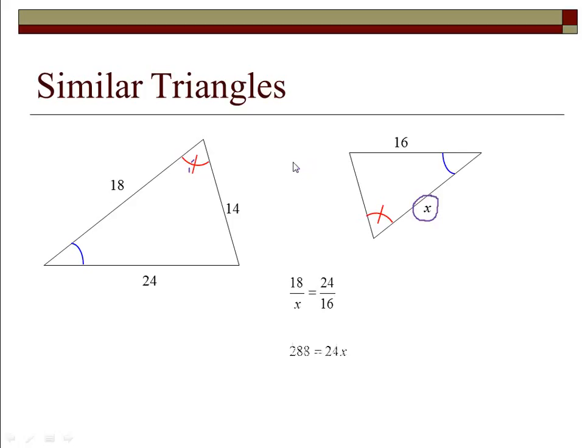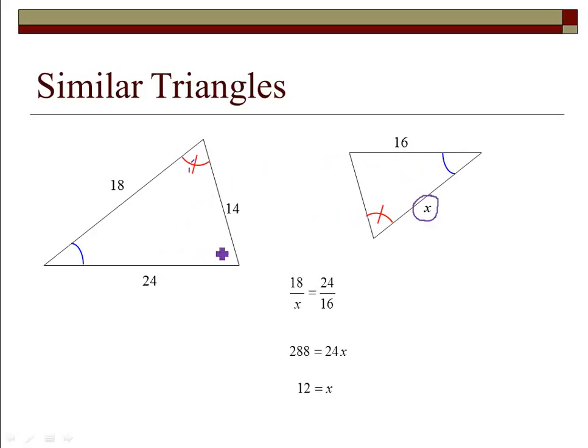Cross multiplying, I get 288 equals 24x, and then solving I get x equals 12. Now you can actually do a little bit of checking on the problem. If I look at my figure, opposite the 24, opposite the angle, this angle right here, the red angle, is the largest side. So my largest side needs to be 16.